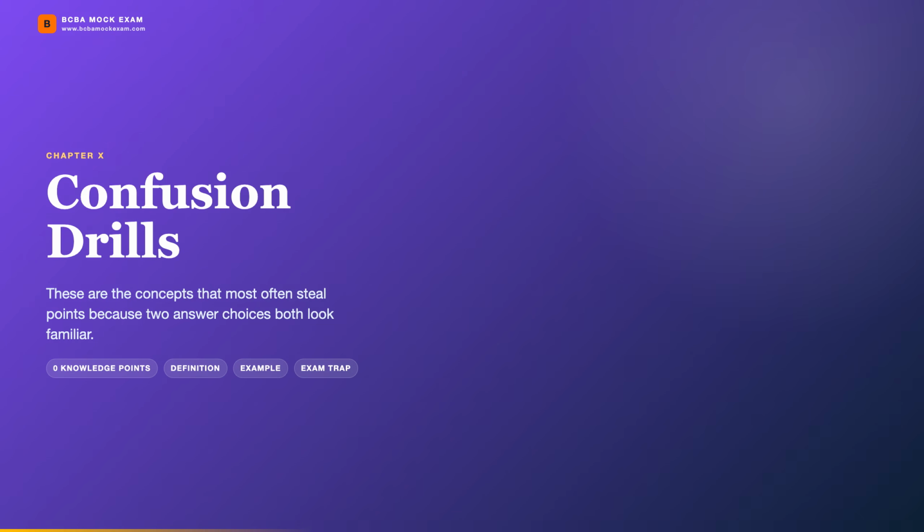Confusion drills. This is where the video should slow down. At this point, knowing a definition is not enough. For each pair, listen for one mini case, one tempting wrong answer, and one memory line. The goal is to make the close distinction automatic before you see the answer choices.